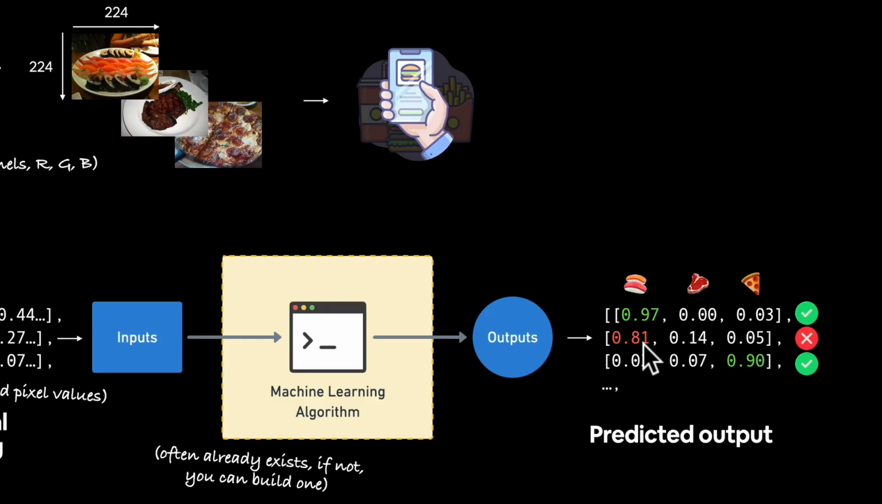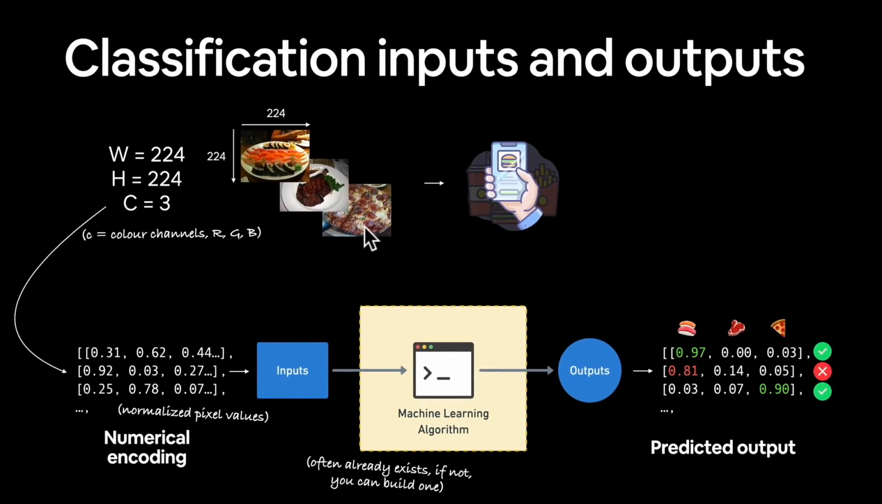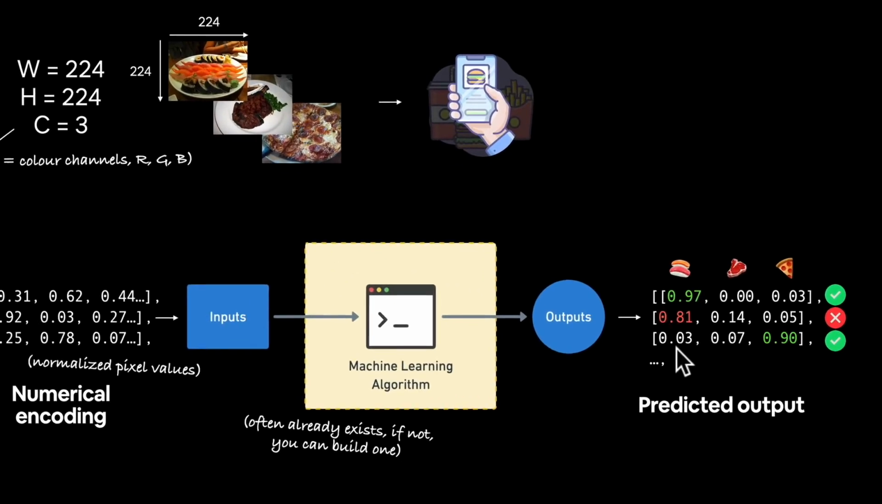Okay, that's great. But then this second image, the one of the steak, the highest value, it predicted sushi. And then these two values are lower for steak and pizza. So that would be wrong. This one, okay. So 1 out of 2, not too bad. And then this final one here, say this is for the pizza image. Same process again, turn it into numbers, pass it to our machine learning algorithm. And then it's got a predicted output here of 0.03, 0.07 for steak, and then 0.09 for pizza. So the highest value is for pizza. And so that would be correct.